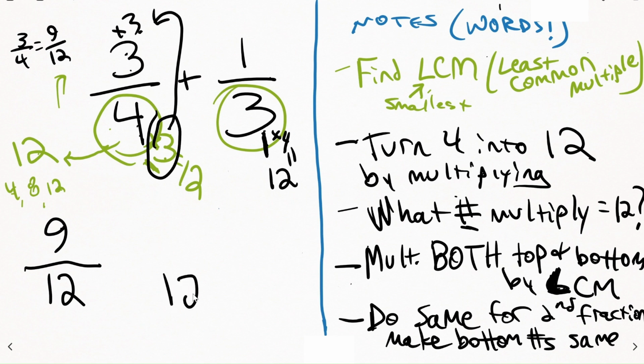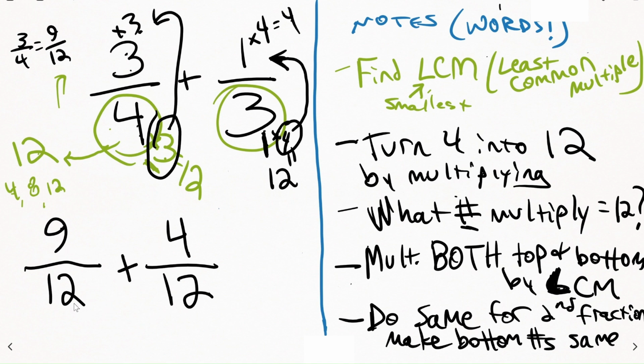So now we have a 12. So what we do on the bottom, we've got to do on the top. So now we've got to take that 4 that we multiplied the 3 by, and multiply that against the 1. So 1 times 4 equals 4. So that's going to be our new top number. So now we took 3 over 4 plus 1 over 3, and we've changed it into 9 over 12 plus 4 over 12. Why? Because we need these bottom numbers to be the same in order to add them.